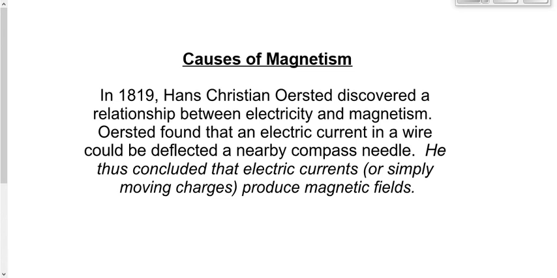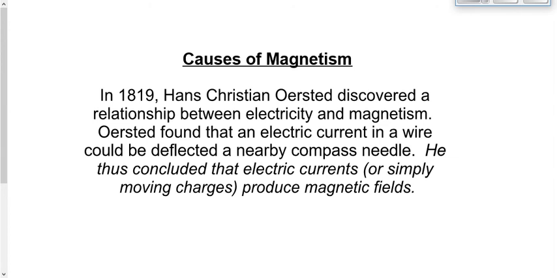This discovery was made almost 80 years before we even knew that an electron existed. Like, we didn't even know much about electricity, but yet Oersted discovers the relationship between electricity and magnetism, and that is that electricity generates magnetism.